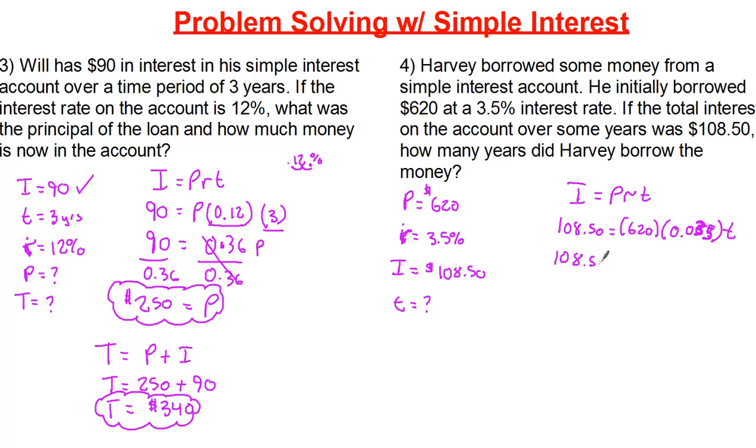Okay, 108.50 is just 108.50. So I'm going to take 620 and multiply it by 0.035. That's going to give me 22.75, and then T is just T. So I'm going to divide by 22.75, divide by 22.75. So 108.5 divided by 22.75 will give me T. And then in this case, T is going to be equal to 5 years.